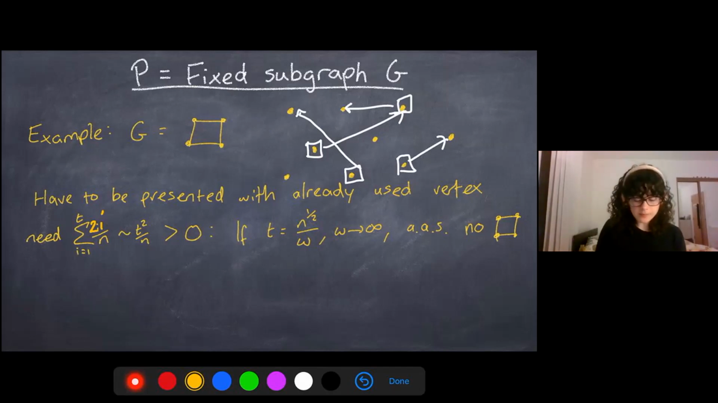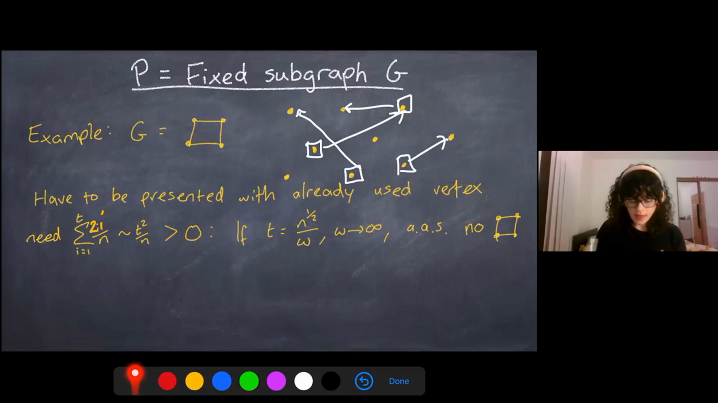So if we sum that up over all time steps from 1 to t, then we see that the probability that at some point in the first t time steps we were presented with a vertex we already saw is like t squared over n. The expected number of times that happens is like t squared over n. And we need that to be greater than 0 if we have any hope of making our cycle. So in particular, if t is like root n over omega for any function omega that tends to infinity with n, then we know that there's no hope of making one of these cycles. Asymptotically almost surely we can't make one.